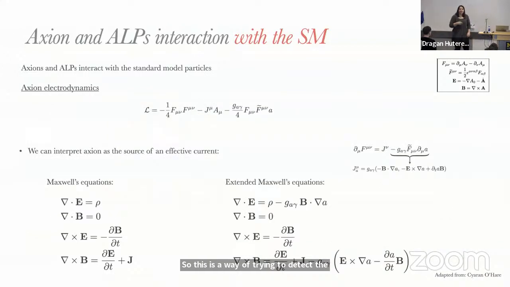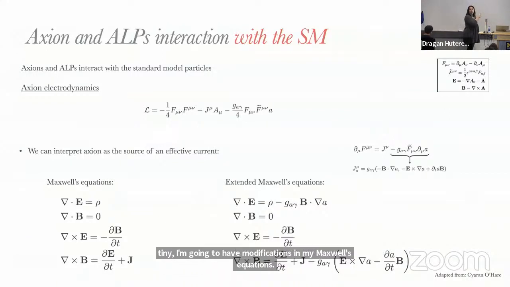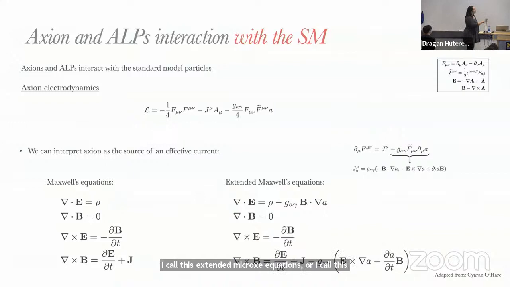And because I have this interaction with the electromagnetic sector, actually my Maxwell's equations change. So if I don't have the axion, these are the Maxwell's equations, the ones we learn in undergrad. But if I have the axion, although this interaction is tiny, I'm going to have modifications in my Maxwell's equations. I call these extended Maxwell equations, or I call this axion electrodynamics. So this is going to actually alter my Maxwell's equations. And this can also be used then to try to find the axions.